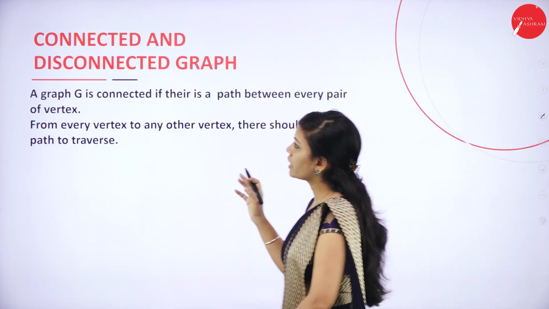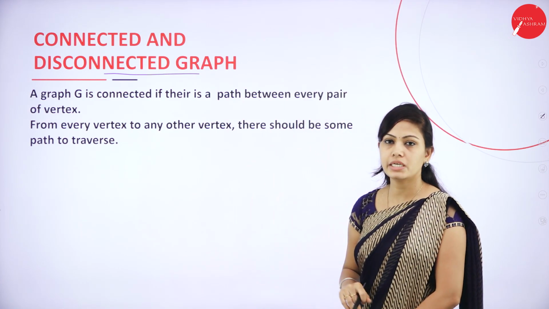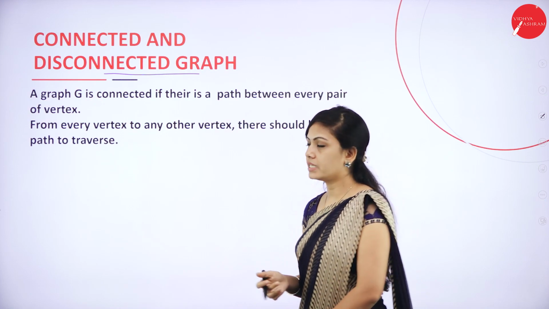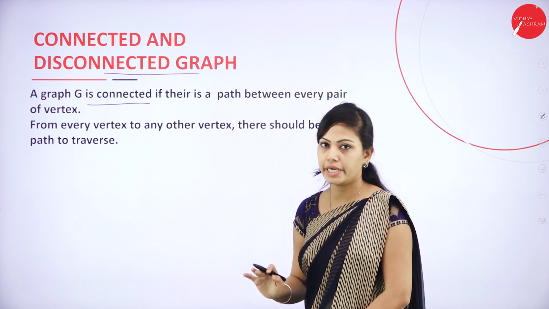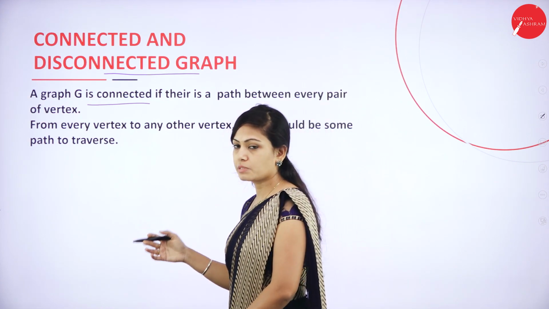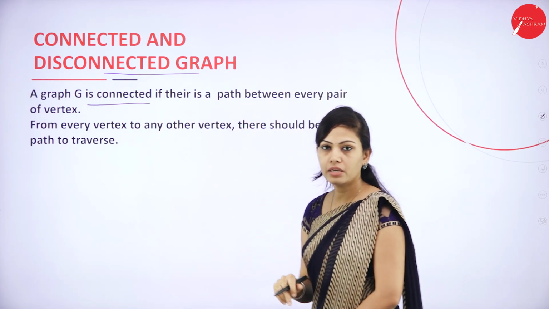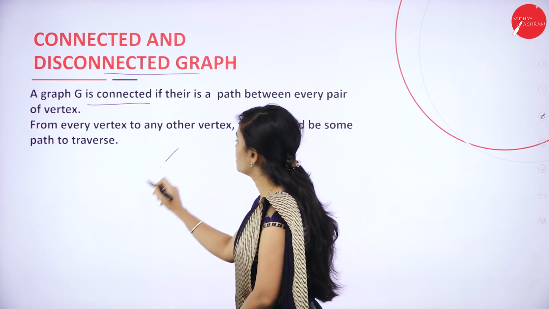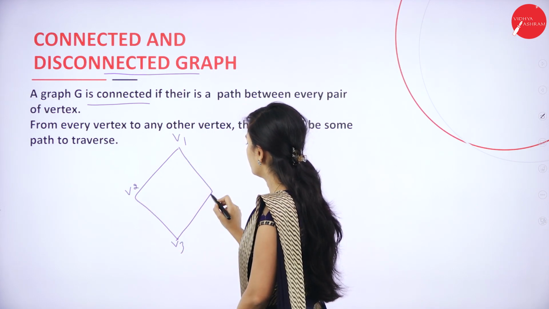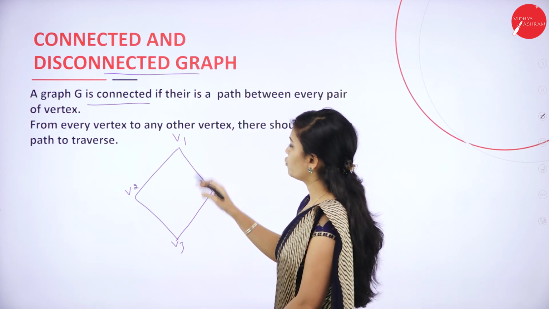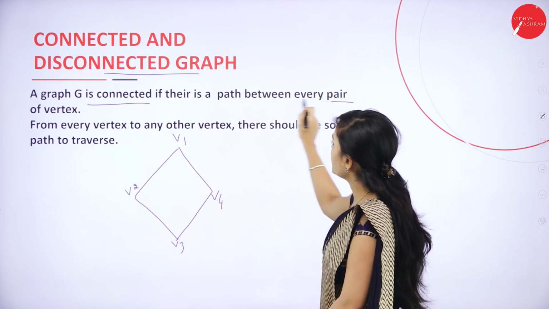And next one, we have connected and disconnected graph. In the previous example I have told you about a disconnected graph, right? So what is connected and disconnected? A graph G is connected if there is a path between every pair of vertices. Path between every pair of vertices means there is no disconnection between the vertices, right? That is called a connected graph. Example for a connected graph. Here V1, V2, V3, V4, we have 4 vertices and 4 edges.